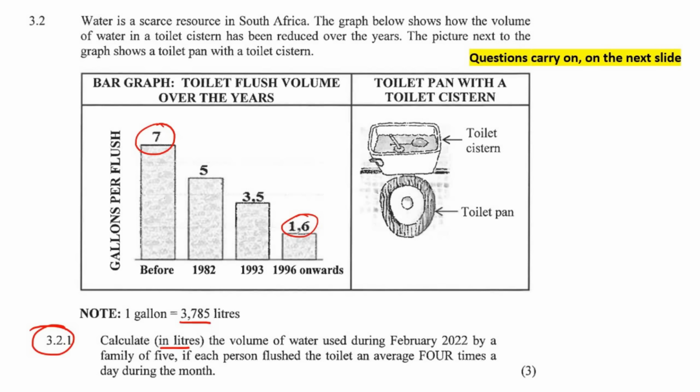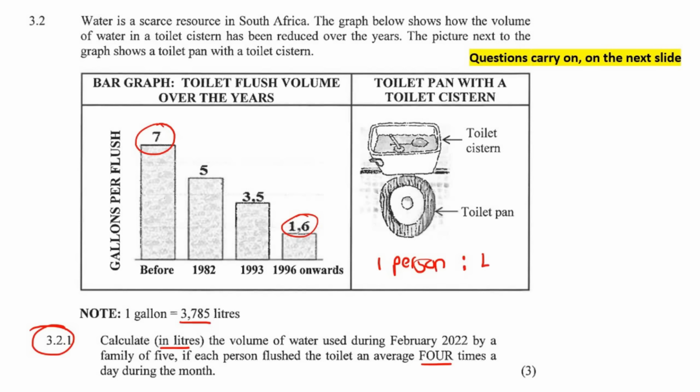Okay, so you can do this however you want. There are many ways you could do this, but I'm just going to look at one person in the family. So let's just look at one person. They're going to flush the toilet 4 times a day.